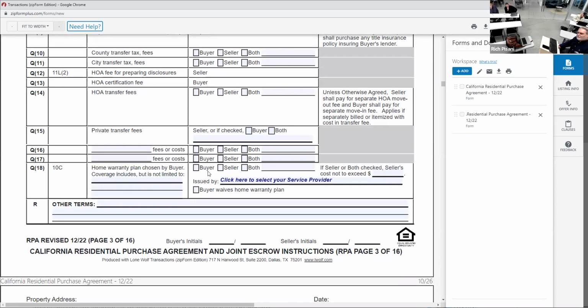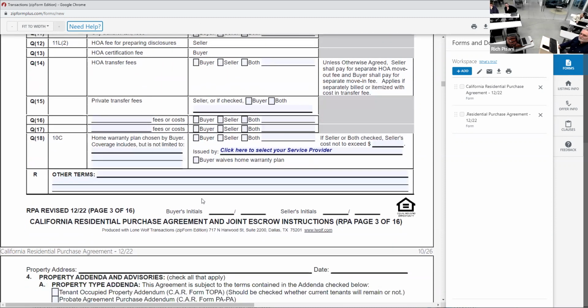Home warranty plan, it's self-explanatory. You used to have to put what exactly you want, now just put a dollar amount and then they'll deal with that. Other terms, what could go here?